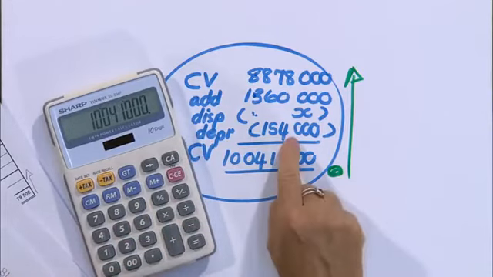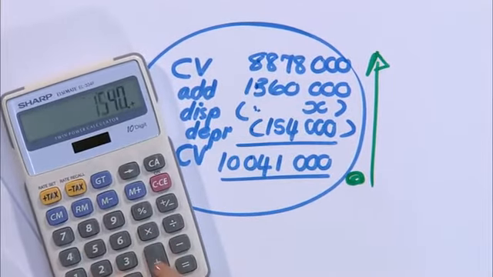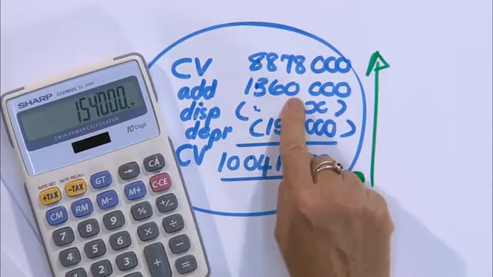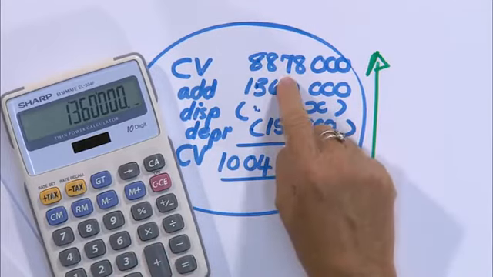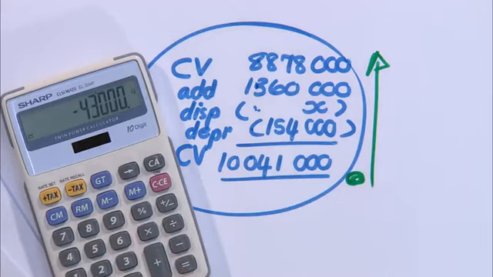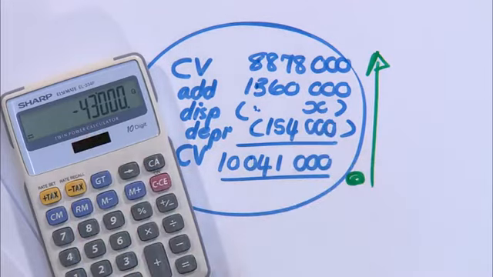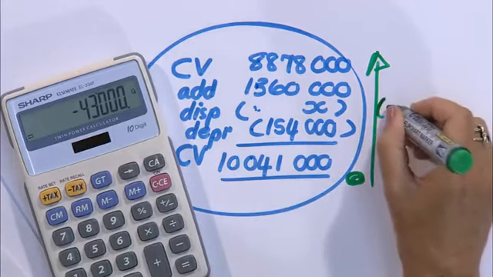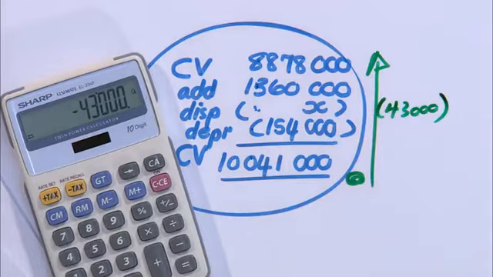10,041,000. If it was minus, then I'm reversing. I'm going up, so it becomes a plus. So I plus 154,000. That was a plus, so I minus it. 1,360,000. That's a positive, so minus. 8,878,000. I get 43,000 rand, negative. So the answer is 43,000 rand.